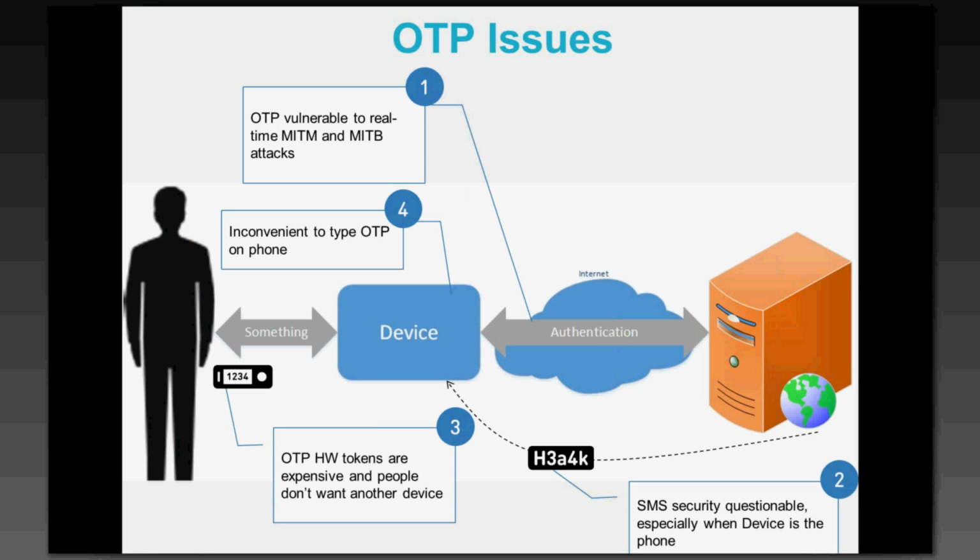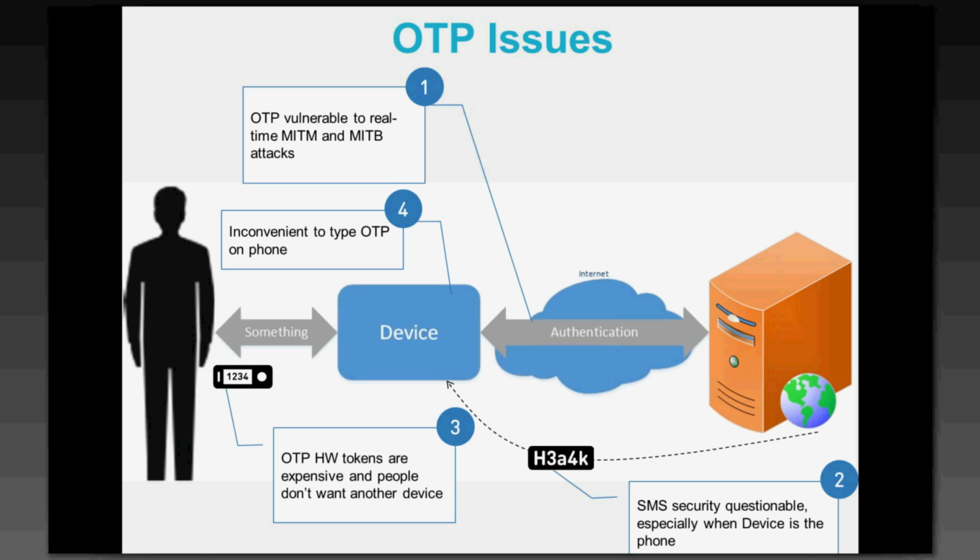Now, the second way to authenticate to servers is what we currently use for, let's say, the more sensitive sites like banking sites. It's called a one-time password. So in addition to our static normal password, we either receive a one-time passcode over a text message to our phone, or we have a one-time password generator, a small hardware token. But we have issues with those OTPs as well.